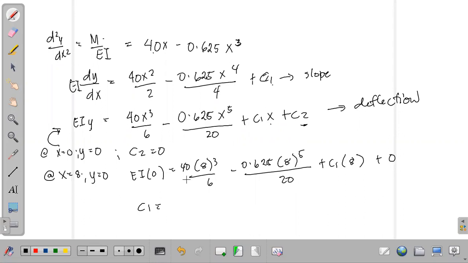298.67. So we have 200, negative 298.67. So that will be the value of C1. Okay? So we now have constant C2, and we also have constant C1.